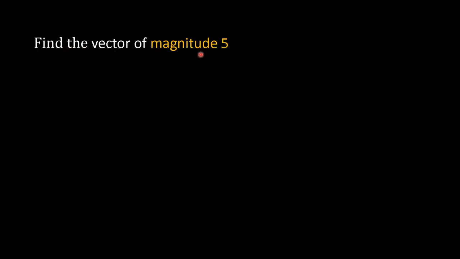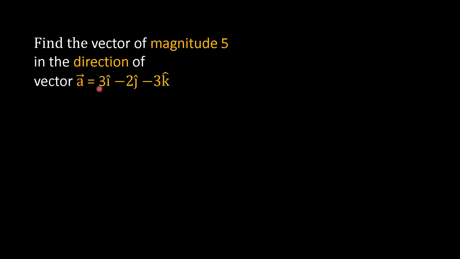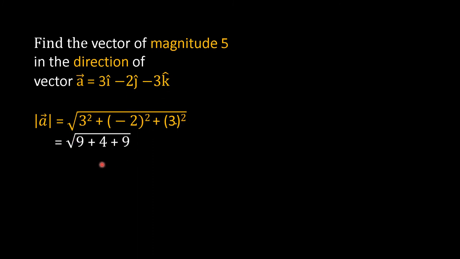Find the vector of magnitude 5 in the direction of vector A bar equals 3 I cap minus 2 j cap minus 3 k cap. We have magnitude of A bar, which is mod A bar, equals under root 3 squared plus minus 2 squared plus 3 squared. It will be 9 plus 4 plus 9, which will be under root 22. So magnitude of A bar is under root 22.